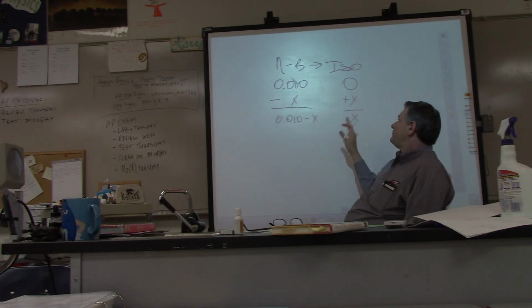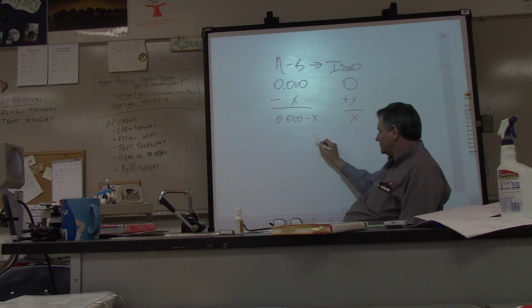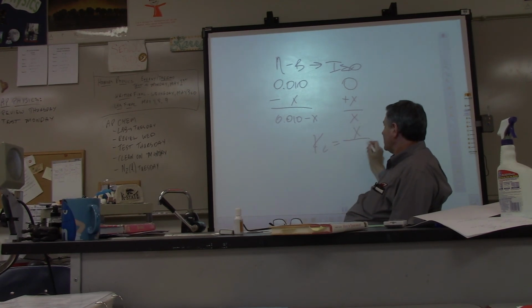So how can we figure out what these X values are? Put it into the Kc equation. Well, I know Kc is going to equal products over reactants: X over 0.010 minus X.